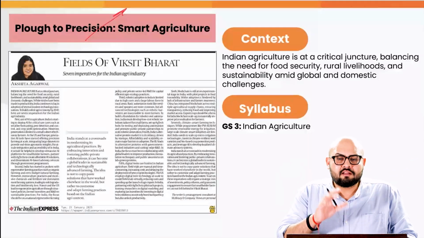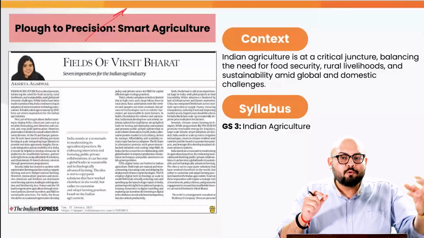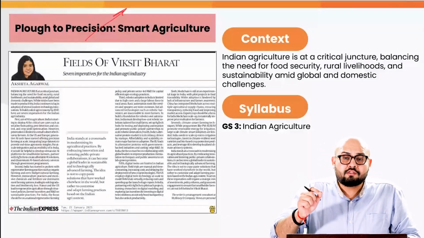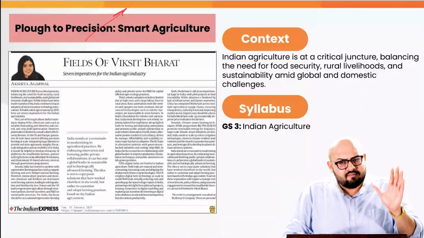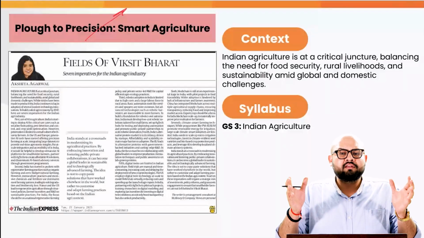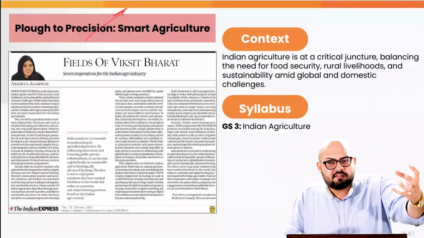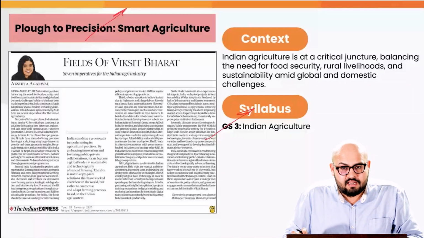Here we have a particular column in the Indian Express where the writer is emphasizing the need to integrate digital technologies into the overall agriculture domain so as to make it more productive and more sustainable. We'll definitely look at the digital angle, but we'll also try to comprehensively look at the agriculture sector, the different challenges, and how we can use these digital technologies to make it more productive. Now, this is a part of GS3, Indian agriculture.